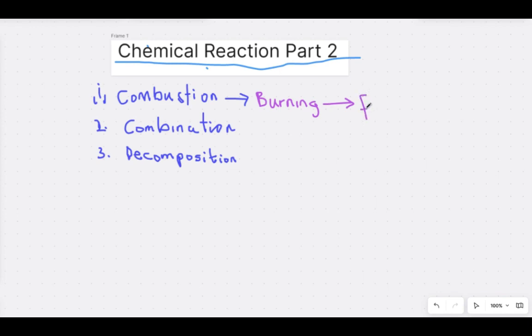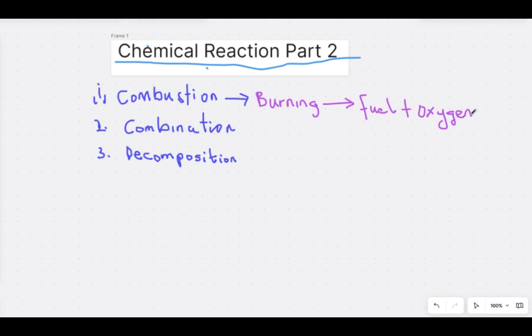So it's usually fuel reacting with oxygen. Anything burning has to do with fuel reacting with oxygen. The fuel could even be in the form of firewood, dead wood. They can act as fuel, reacting in the presence of oxygen to produce other substances like carbon dioxide, water, and other things like heat energy, and so on.